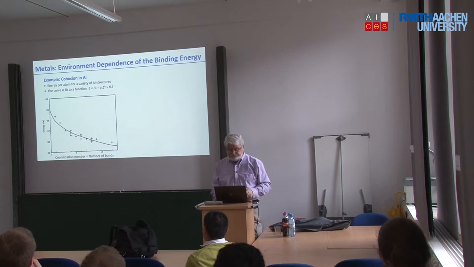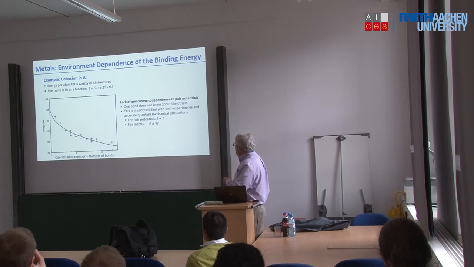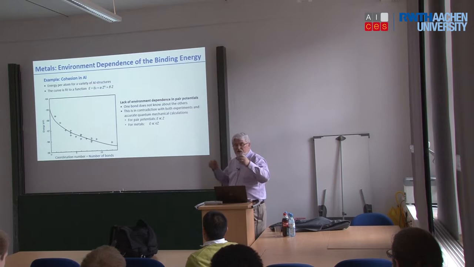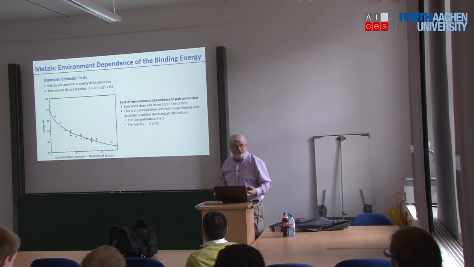And so for pair potentials, this is just a linear function. And for metals, we get this quadratic term. So this just says the more interactions I have, each one is equally strong, so the more interactions I have, the stronger the energy. This one says no, because you have to reduce the amount of energy you can invest in each interaction as the number goes up. And that's what metals do.